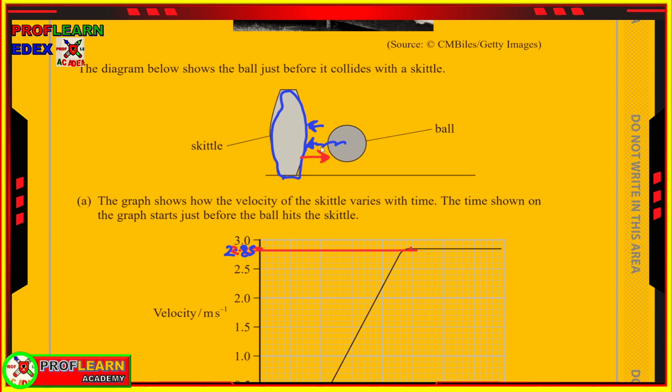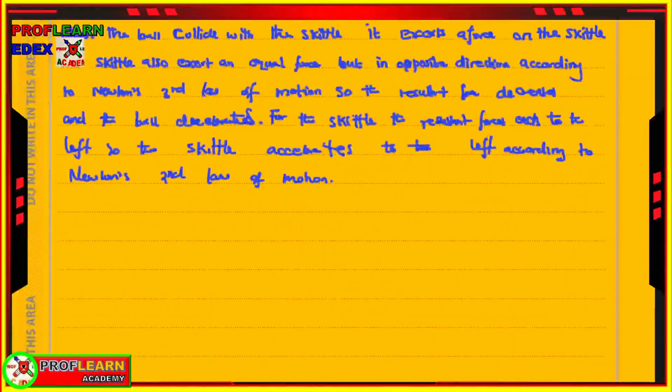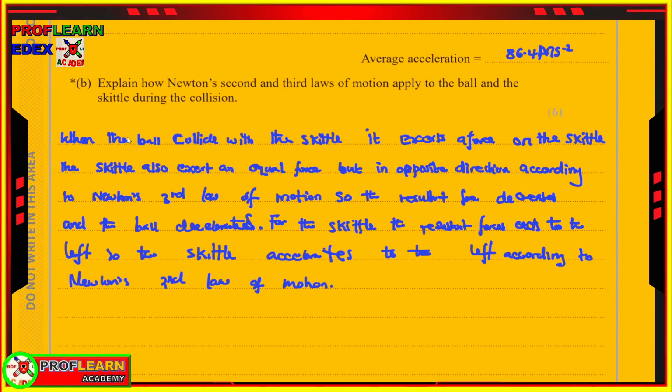Newton's third law in connection with this is when the ball exerts a force on the skitter, then the skitter exerts an equal but opposite force in the opposite direction. So how are we going to link this? We're going to say when the ball collides with the mosquito, it exerts a force on the mosquito. And the mosquito also exerts an equal force, but in opposite direction, according to Newton's third law of motion.